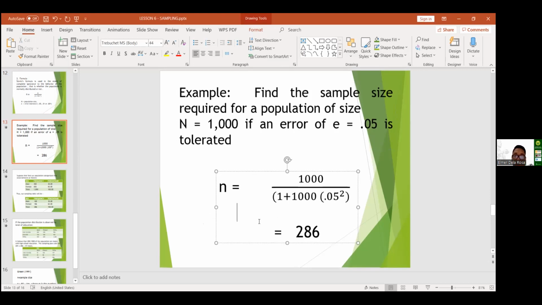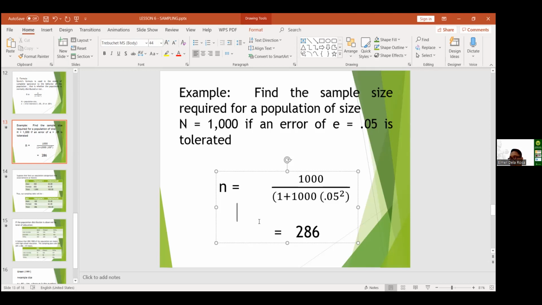So 1,000 all over 1 plus 1,000 multiplied by the quantity 0.05 squared. By the rules of mathematics, PEMDAS, so 0.05 squared muna: 0.05 times 0.05. Then multiply that by 1,000. Add that with 1. And then whatever that quantity is, divide 1,000 by that quantity. So that's the mathematical representation of the Slovin formula.